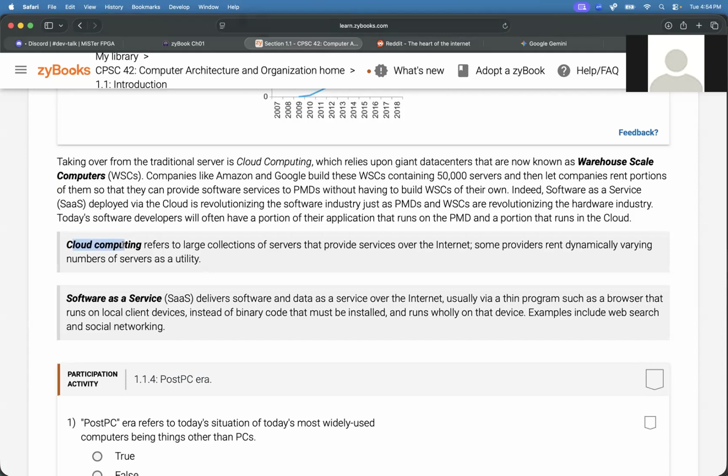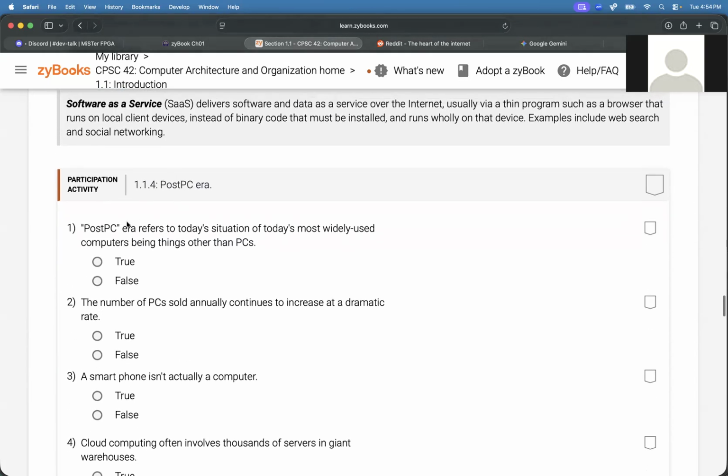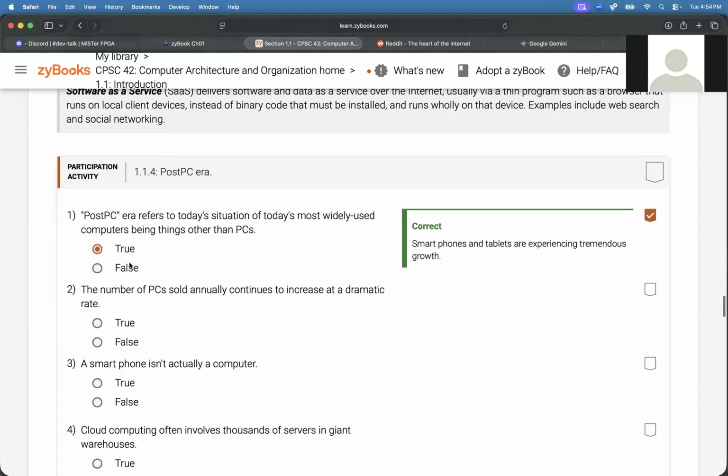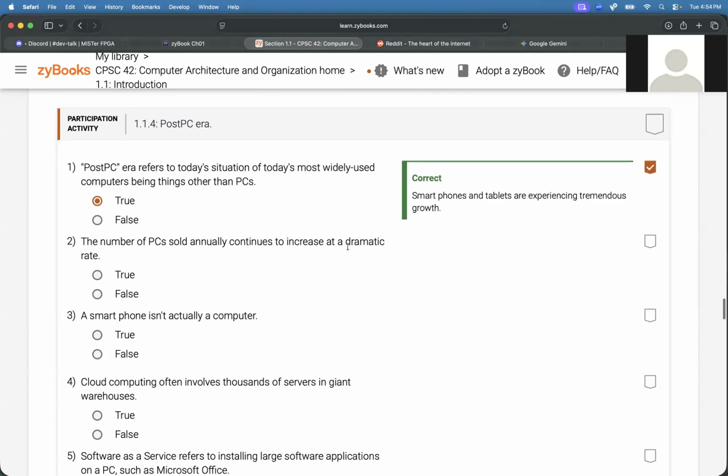Cloud computing, right? That's just really doing your computing on somebody else's computer instead of your own. See, post PC. We can read that up above, but we can just guess. Post PC refers to today's situation of today's most widely used computers being things other than PCs. I guess so. The number of PCs sold annually continues to increase at a dramatic rate. Interesting question. They are selling more computers every year, but I don't know if that's a dramatic rate.